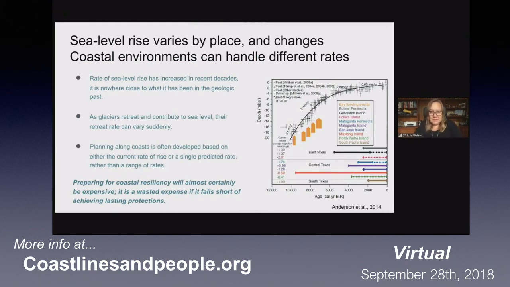The purpose of this and the evidence is that we know sea level rise rates have changed throughout the past. We know that some shorelines can withstand sudden pulses of sea level rise and some shorelines cannot. If we're going to prepare for coastal resiliency, which will almost certainly be an expensive prospect, let's make sure we're preparing for the right rate. Otherwise, it is simply a wasted endeavor.